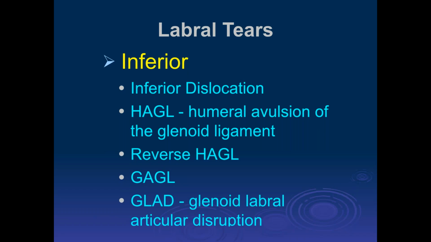So we will continue on talking of topics concerning instability and labral tears. Let's turn to the inferior area. We've already seen a few pathologies in this area. Here we can see inferior dislocations, which can produce inferior labral tears, Hill-Sachs lesions, and humeral avulsion of the glenohumeral ligament, the inferior glenohumeral ligament from the humerus. We saw one of these yesterday. Reverse Hill-Sachs, a GLAD lesion, and glenoid labral articular disruption, which we've talked about before.